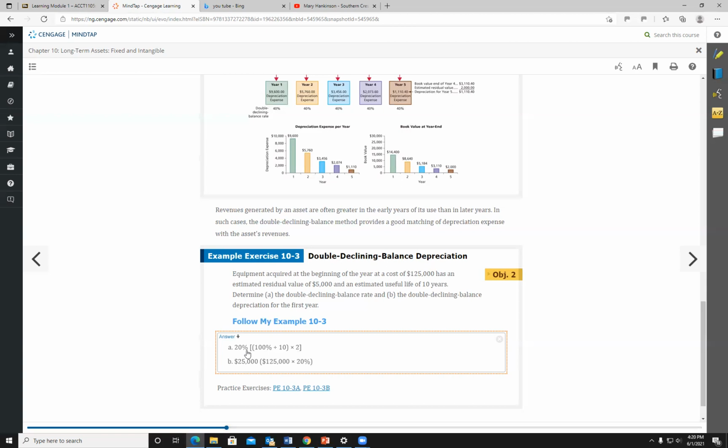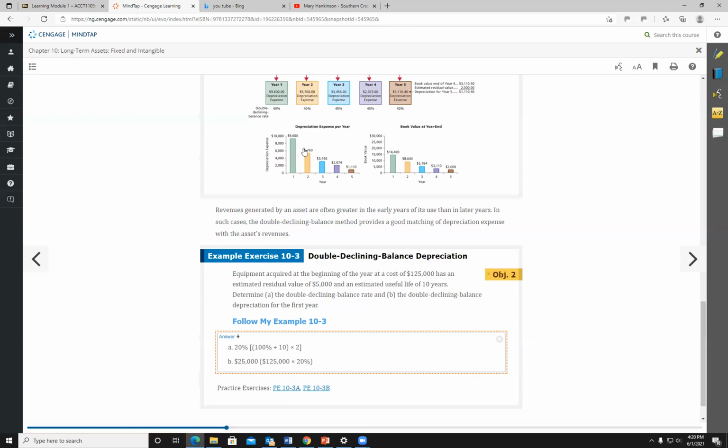Now, what is your double declining balance depreciation for the first year? You're going to take the initial book value, which is $125,000, and multiply it by the double declining rate of 20%. So in that first year, your double declining depreciation will be recorded as $25,000.